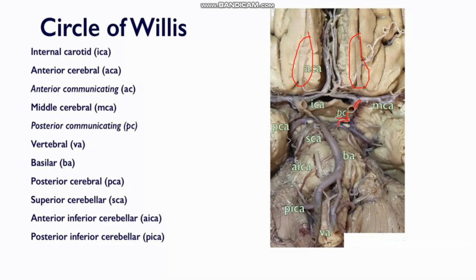The internal carotid artery has a first branch which is the middle cerebral artery out there. You can clearly appreciate it here. And it has another branch out here which is the anterior cerebral artery. You can see it here. This is the anterior cerebral artery which is coming out of this internal carotid artery, right? And then you can also appreciate a very small branch which is the anterior communicating artery here. It's very small.